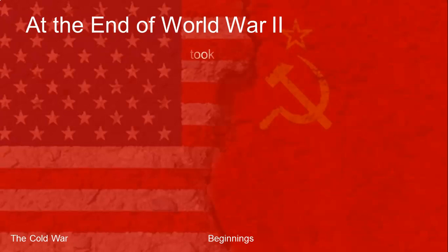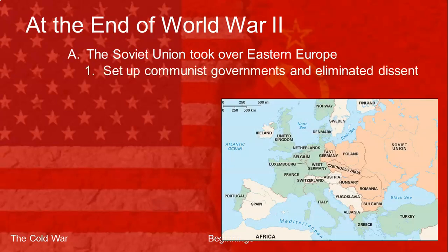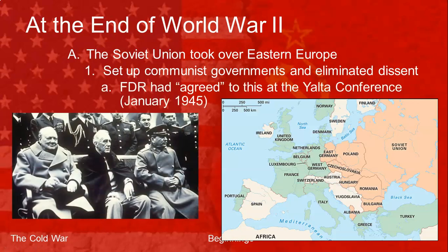So at the end of World War II, here's what starts to happen. The Soviet Union took over Eastern Europe. Those were the buffer states that they wanted between them and the West. Okay, Poland, Czechoslovakia, Hungary, Romania. Yugoslavia also is a communist country, but they were not allied with the Soviet Union. And they set up communist governments, and anyone who disagreed with that, I mean, they started gulags, they started political prisoners, many people were executed.